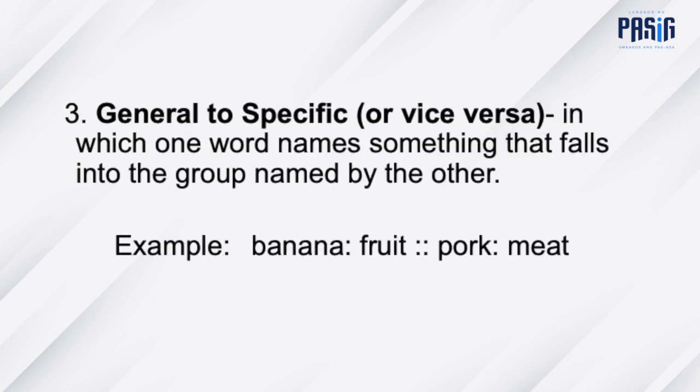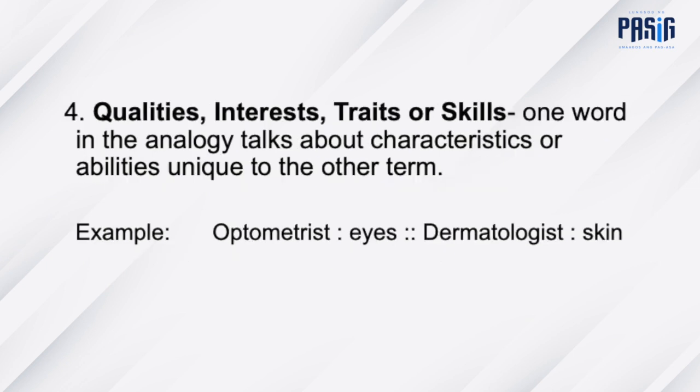Number 3, general to specific or vice versa, in which one word names something that falls into the group named by the other. Example, banana is to fruit as pork is to meat. Number 4, qualities, interests, traits, or skills. One word in the analogy talks about the characteristics or ability unique to the other term. Example, optometrist is to eyes as dermatologist is to skin.